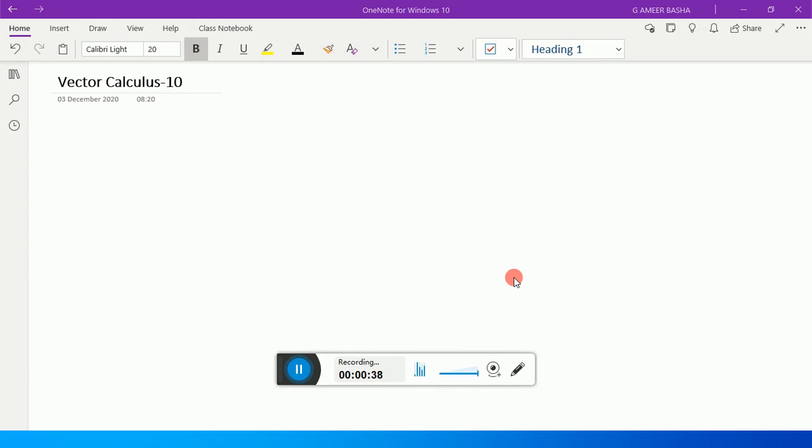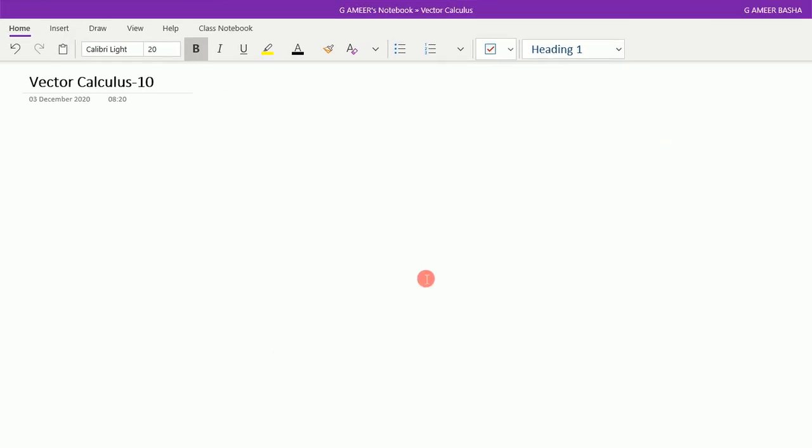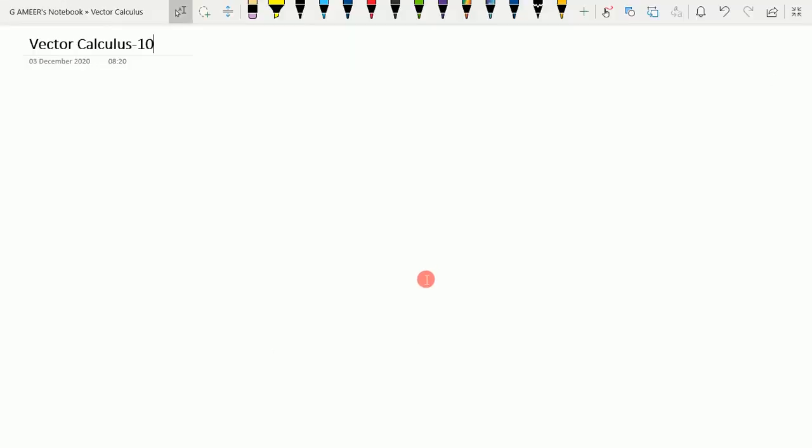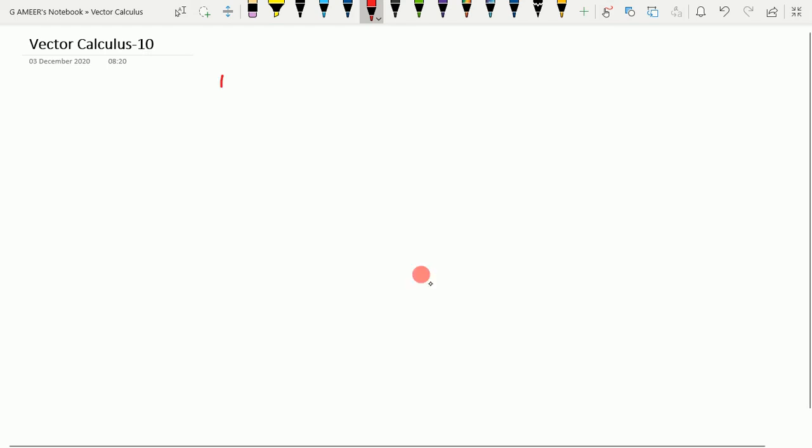We will see the line integral, surface integrals, volume integrals, and the important theorems which relate line integral to surface integral and surface integral to volume integral. Okay, fine. First we will define integration of a vector.